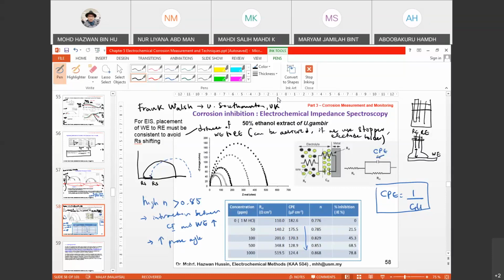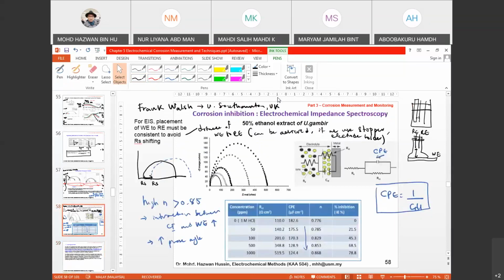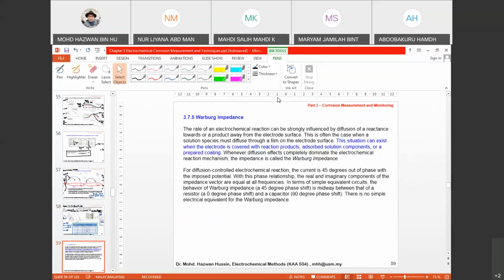And of course, you guys learn the theory before the practical. In my case, I actually saw the experiment first. I learned the practical before I learned the theory. So when I learned the theory, it was quite easy for me to understand, because I had already seen it. Okay. So is there any question before we move to Warburg impedance?